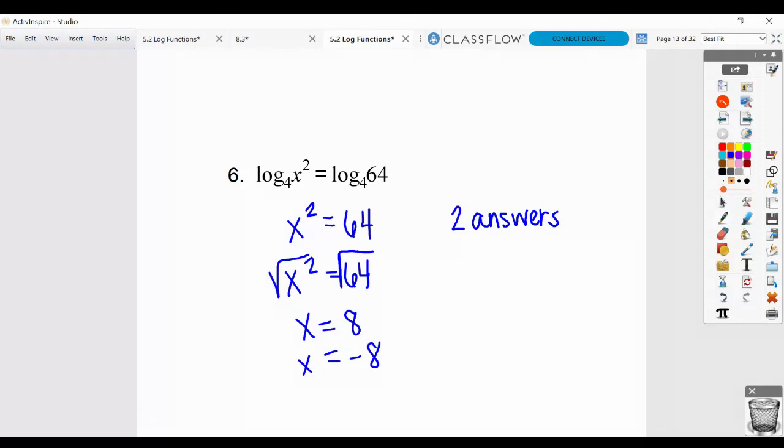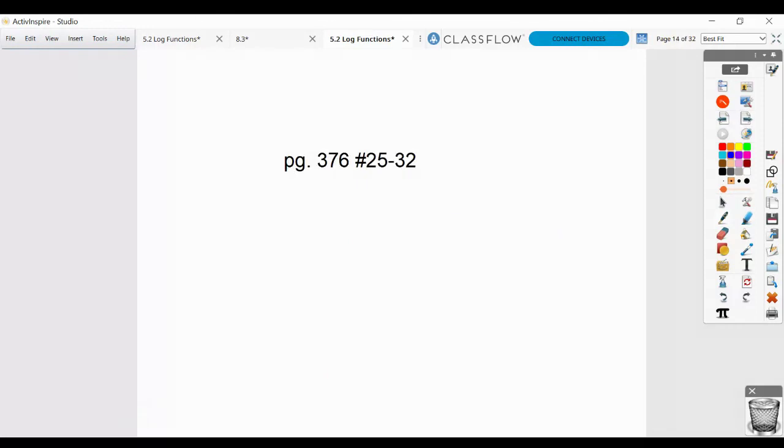So there was a very quick video on the properties. You just have to do page 376, numbers 25 to 32 for homework, and it is just talking about the different properties and using those to solve.